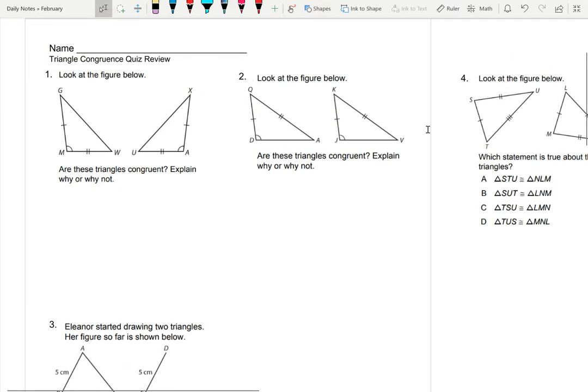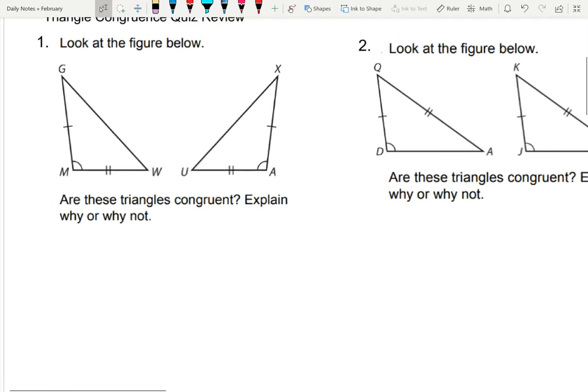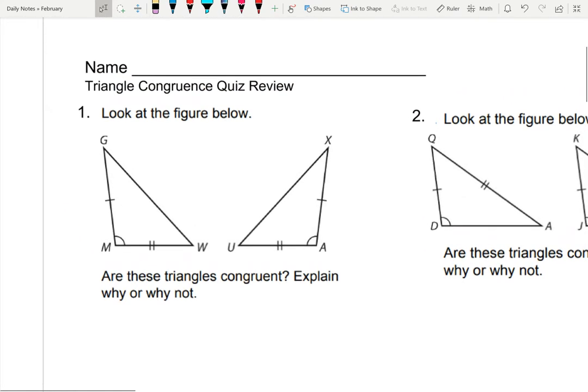All right, liberal arts. Here we are. We're going to look at our triangle congruence quiz study guide. So I'll go through all these questions, give you the answers, and explain the answers so that you're better prepared for the quiz. So let's start. Let's go ahead. There's plenty to do here.